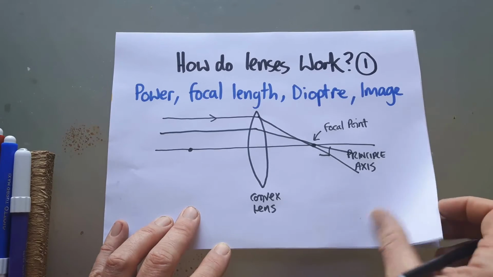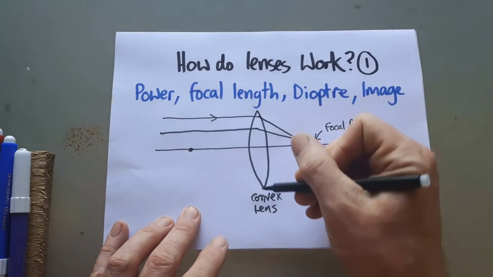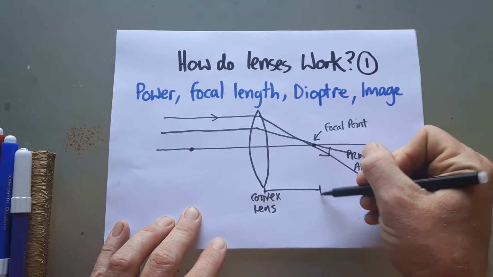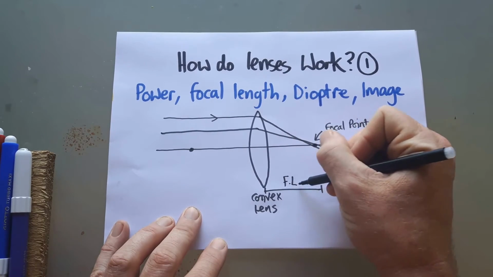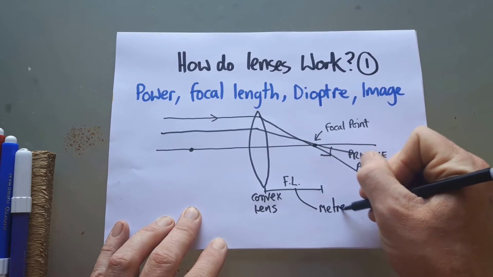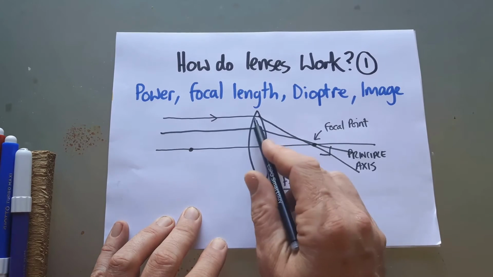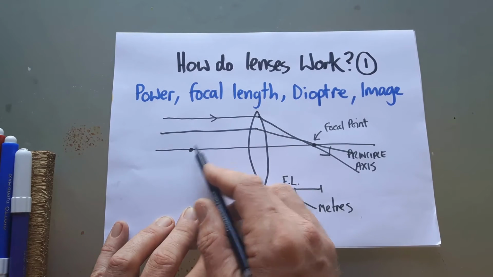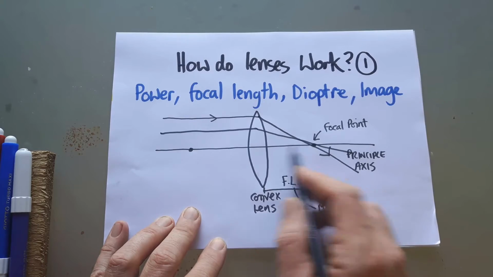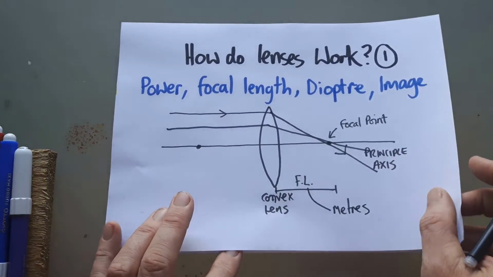So the focal length is the distance from here to here. Focal length is measured in meters, it's the SI unit, and this lens, because it's the same both sides, has a focal point on each side. Now different lenses of different shapes will have different focal lengths.